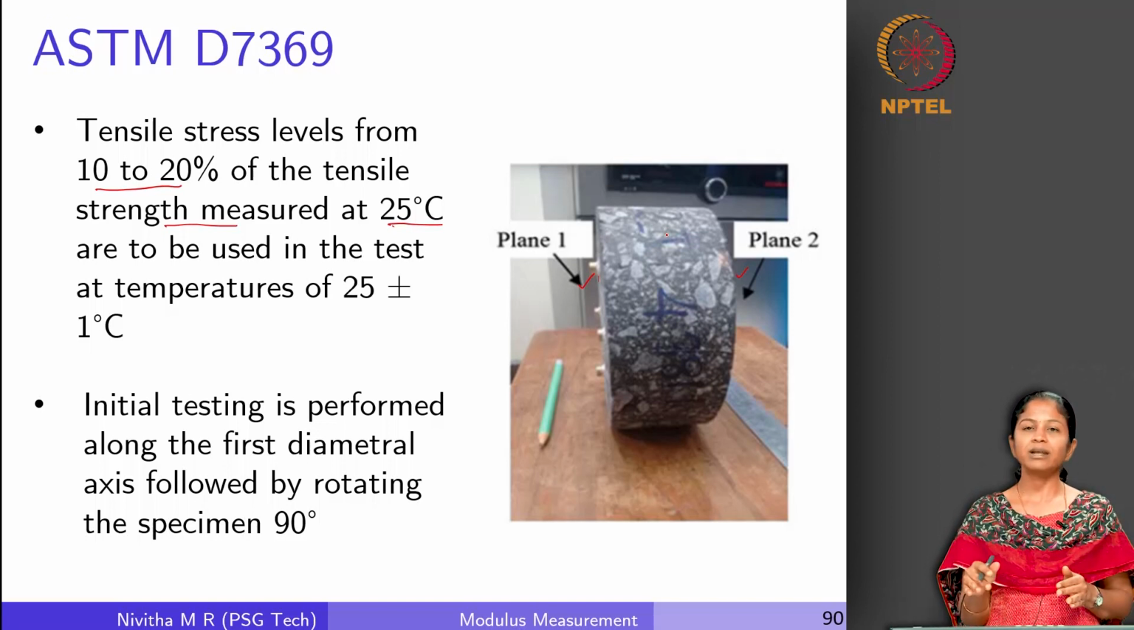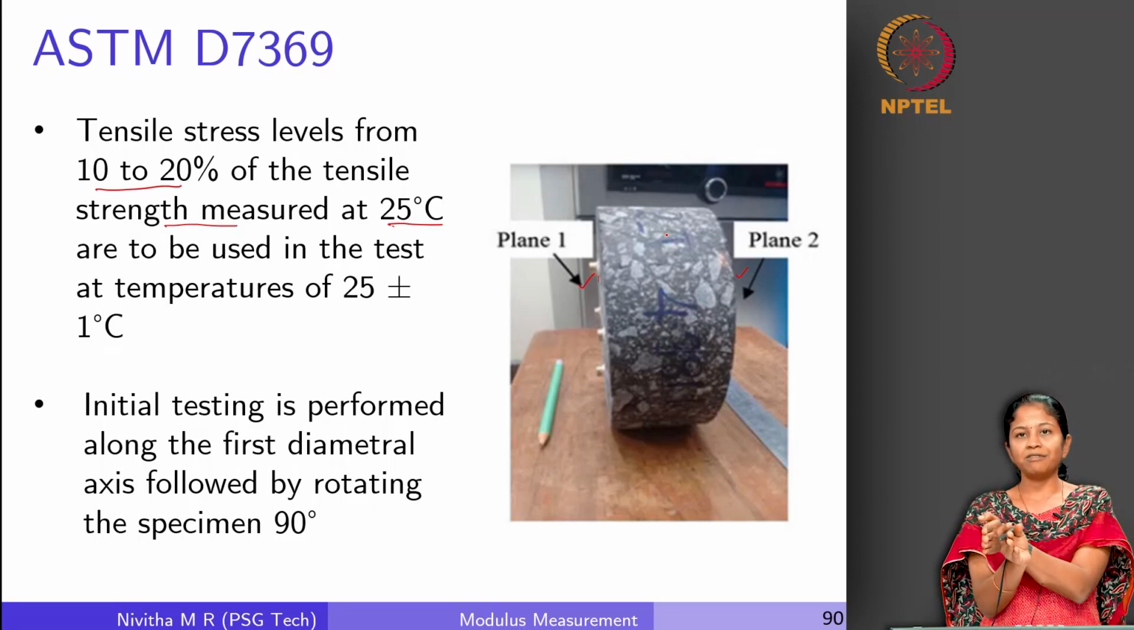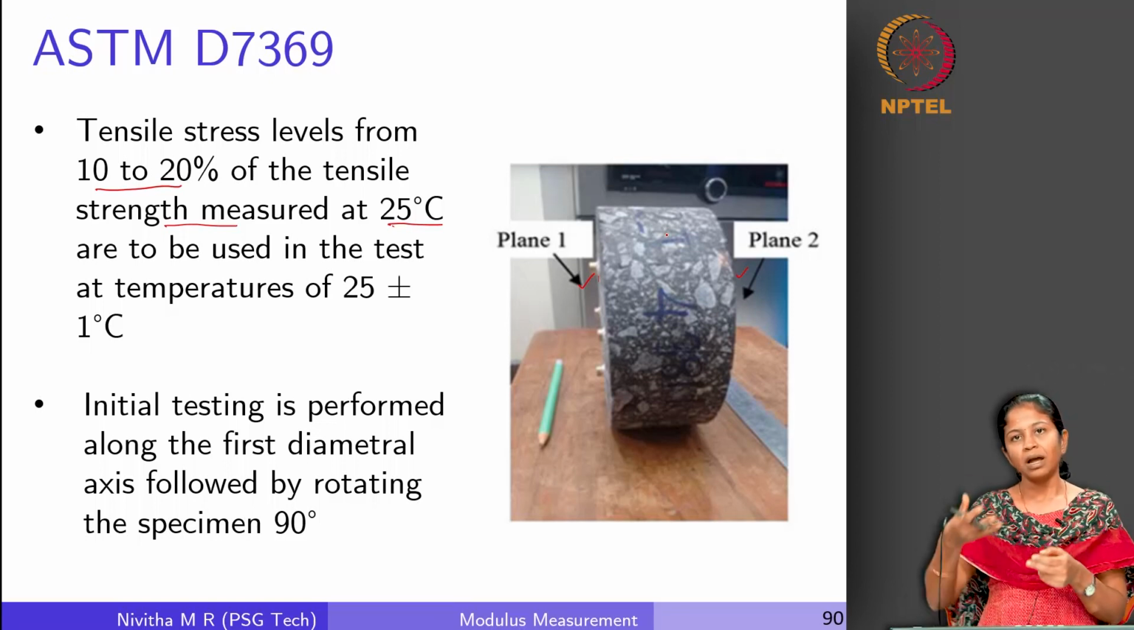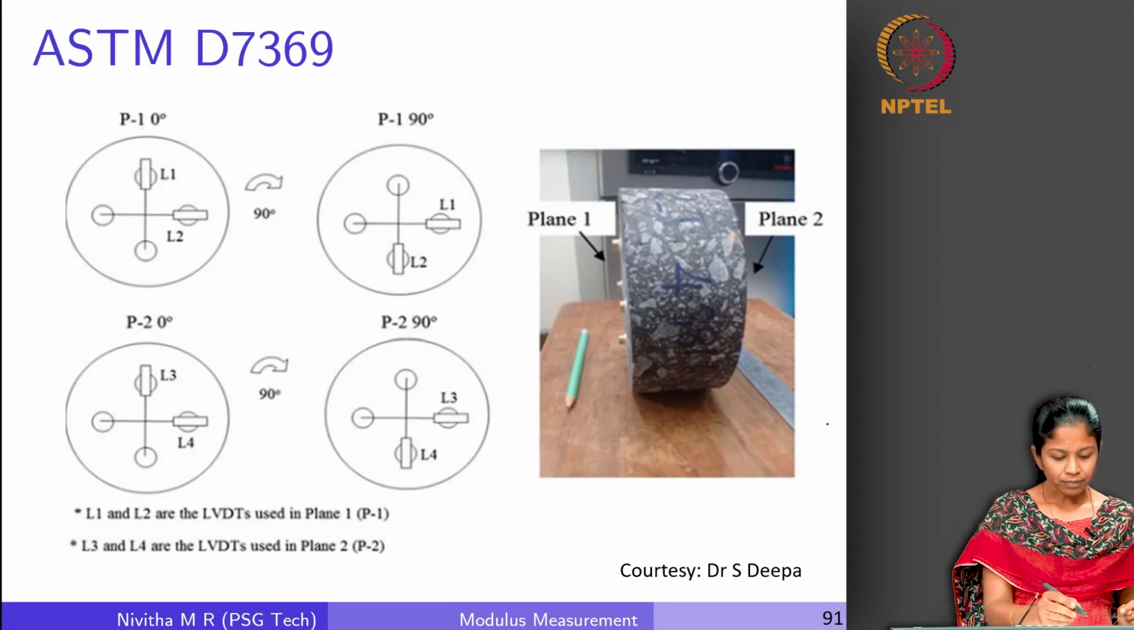Let us take the 0-degree position. We have two planes. So, we will be measuring the horizontal deformation and vertical deformation on plane 1 and the horizontal deformation and vertical deformation on plane 2. So, we already have two horizontal and two vertical deformations. Now, we rotate the sample by 90 degrees. I will show you this.